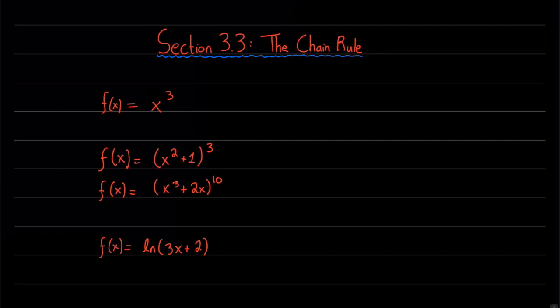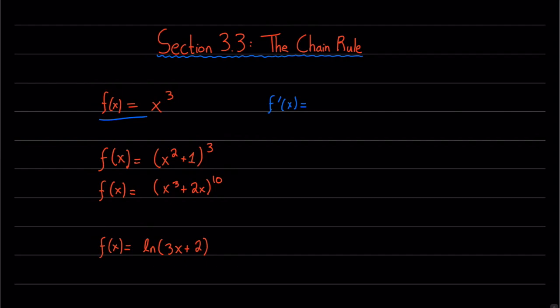Alright, section 3.3 is about the chain rule. During the whole section, it's another method of taking the derivative of more complex functions. So before we dive into the chain rule, let's look at one more example of the power rule right here. So we have f prime of x equals, take a 3 out front, 3x to the 3 minus 1, which is 2. So this would be the derivative.